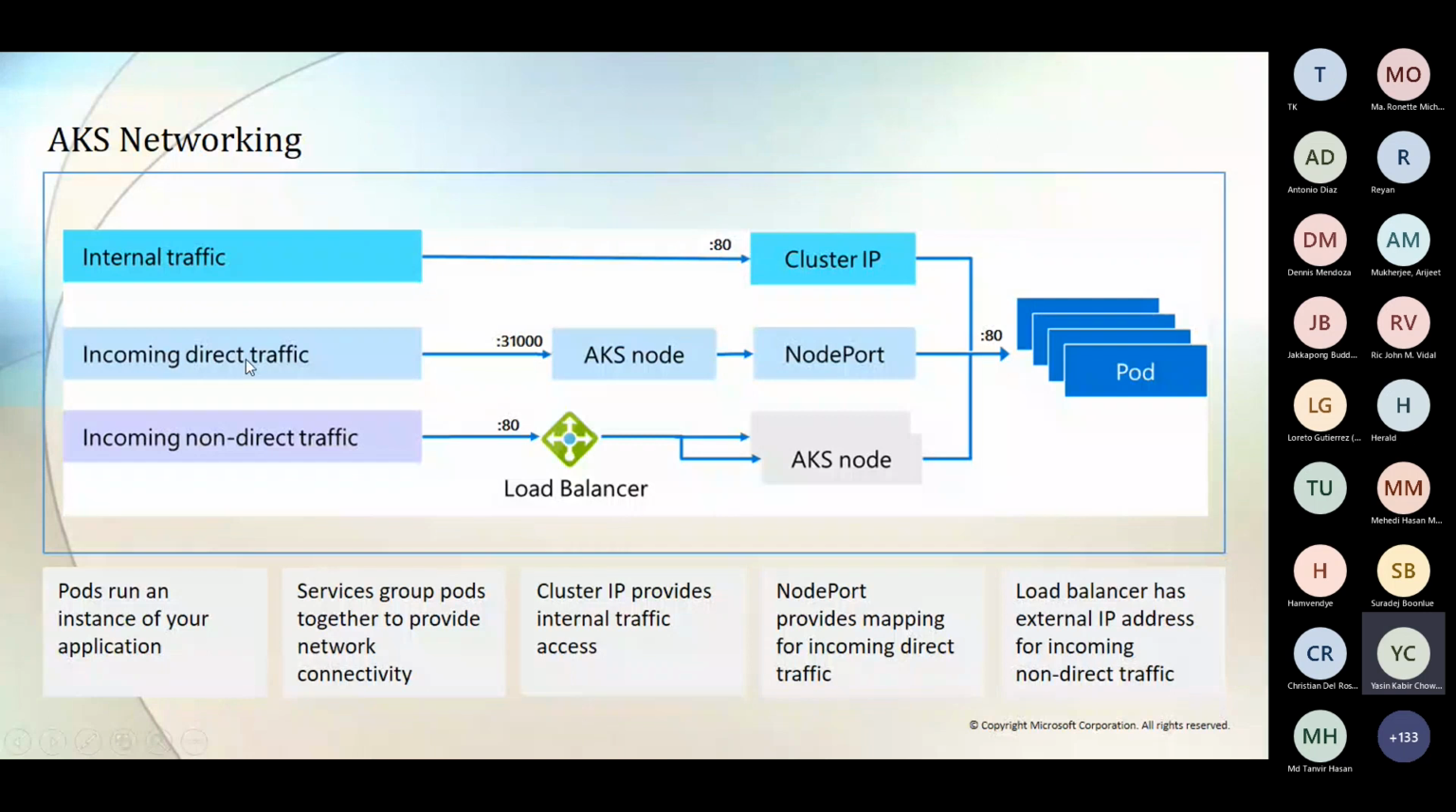Then there is incoming direct traffic. Suppose it is 3.0, it will go to the AKS Kubernetes node, then it will check the node port, and the node port will find the container from the production, then they will return. And there is incoming non-direct traffic. It will go to the load balancer.